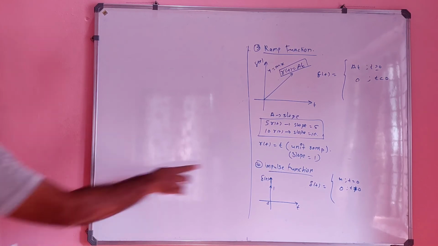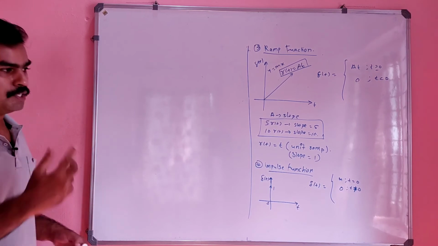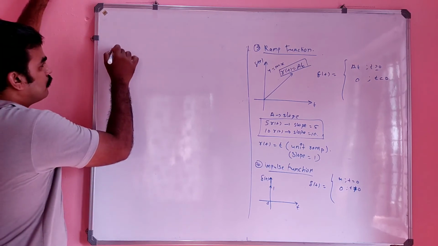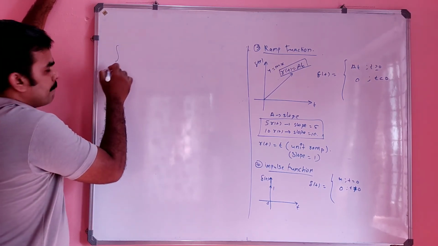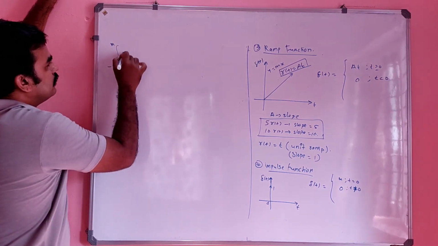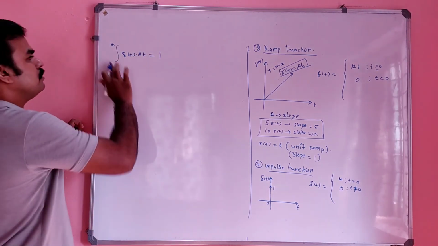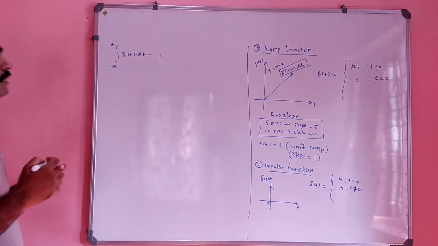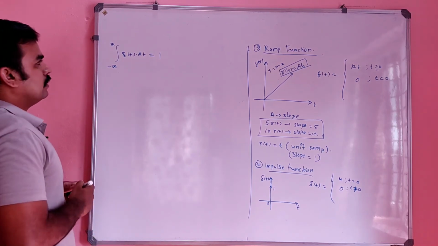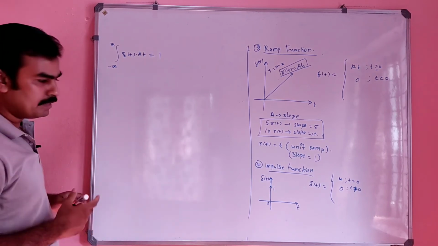Why is del of t equal to infinity for t equal to 0 and 0 for t not equal to 0? I will explain now. A very important property of impulse is that the integral from minus infinity to infinity of del of t dt is equal to 1. The integral of del of t dt is nothing but the area of the curve, right?